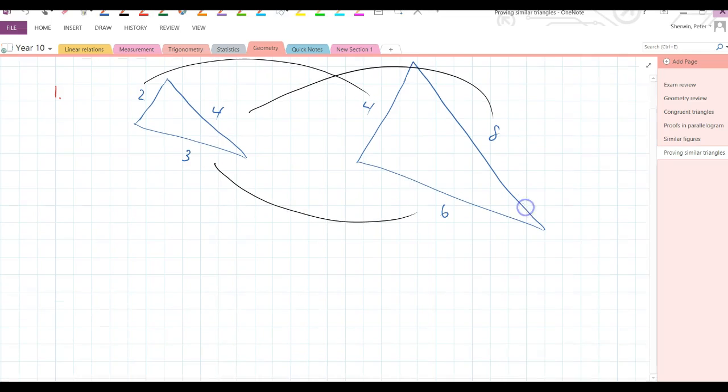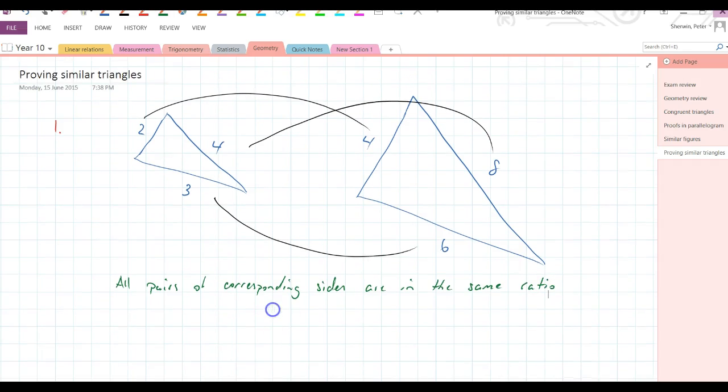So 1 is all pairs of corresponding sides are in the same ratio. So if we have that situation, then what we can say on the basis of that evidence is that these 2 triangles have to be similar, and therefore their corresponding angles would have to be equal.